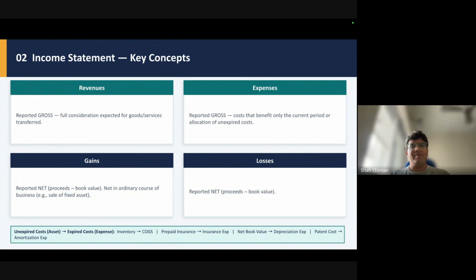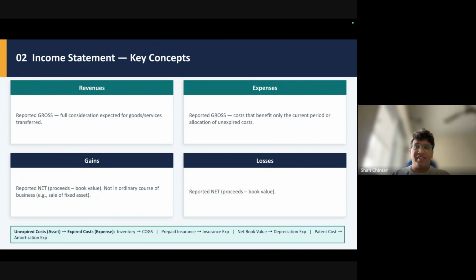Same goes for expenses. Anything which is directly attributable to your revenue is called cost of sales. For example, I'm selling this pen. All the raw material or production costs, labor, and overheads to manufacture this particular pen are my cost of sales. So cost of sales are recorded before the gross profit line.